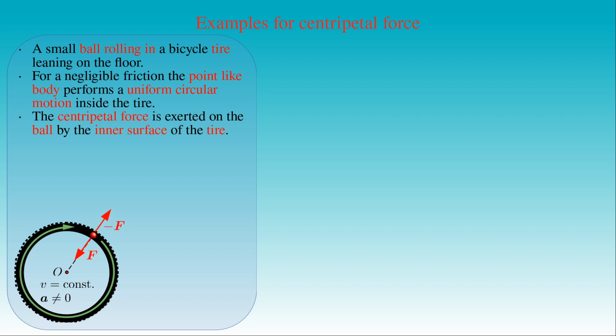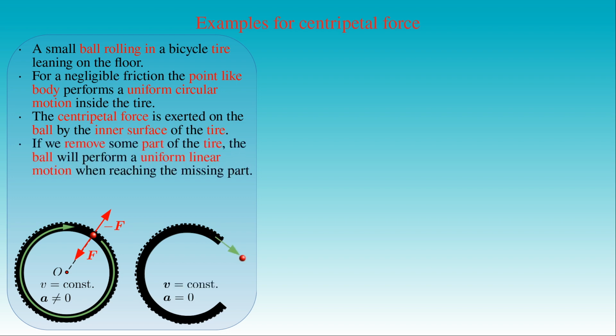We can remove some part of the tire and repeat the experiment. When the ball reaches the missing part of the tire, no centripetal force is exerted on it, and the net force acting on the body vanishes. Therefore its acceleration also vanishes, and the ball will perform a uniform linear motion in the direction of the tangent to the circle at the point where it reached the missing part.